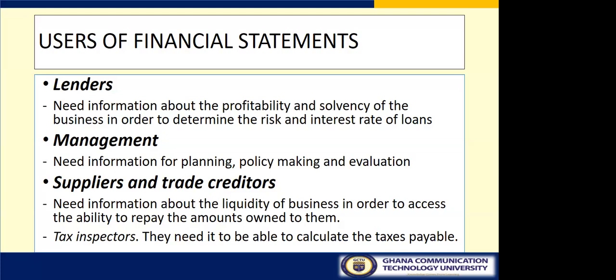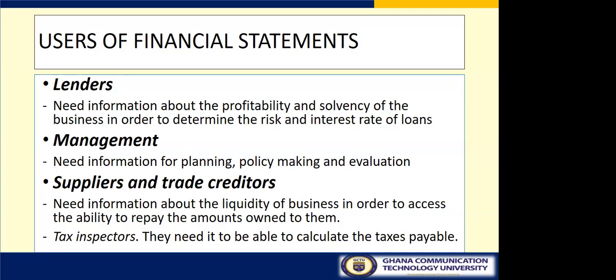The management also needs information from the financial statements for planning, to plan for the future, for policy making. So in case the company is incurring more cost, they have to reduce cost. For example, if in every office or unit we have printers and A4 papers, we can print anyhow. Management can come up with a policy that every month, every unit is supposed to print maybe one ream of A4 sheets.